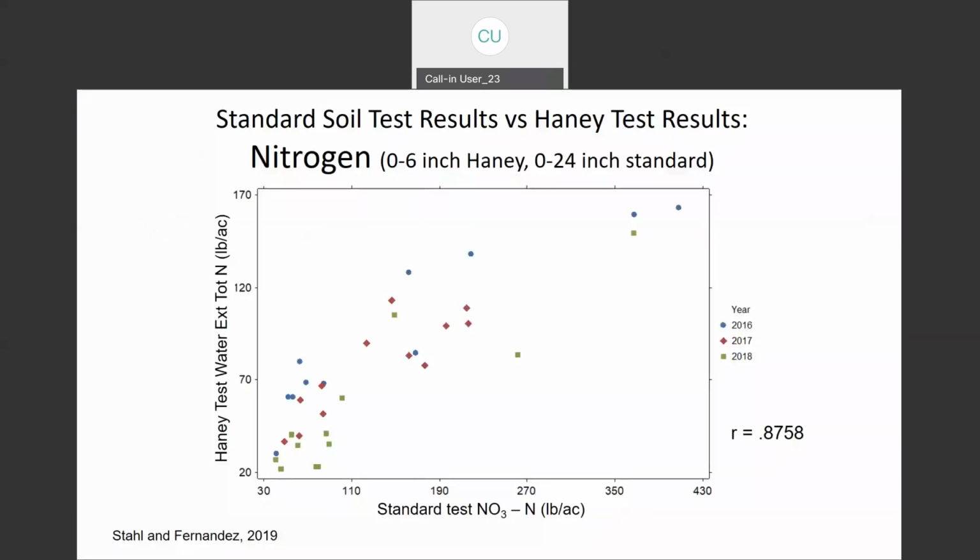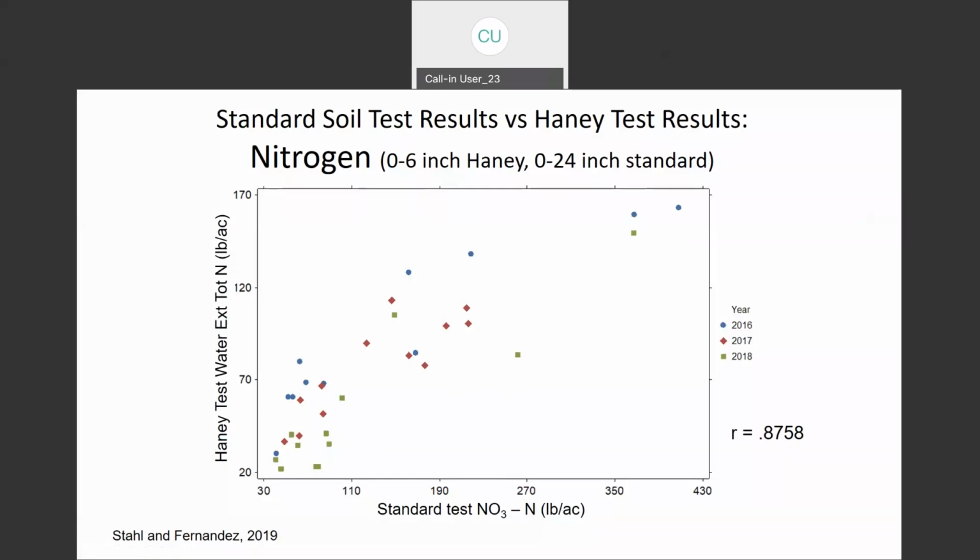And just for example, this is looking at the nitrogen first, comparing results of the Haney test to the standard testing procedures. So each dot that you're seeing on this graph is illustrating what we found at one location in 1 year. So comparing again that nitrate nitrogen at that 0 to 24 inches versus what we found with the Haney test in that 0 to 6. Now the blue circles represent results from 2016, the red diamonds are from 2017, and the green squares are from 2018.